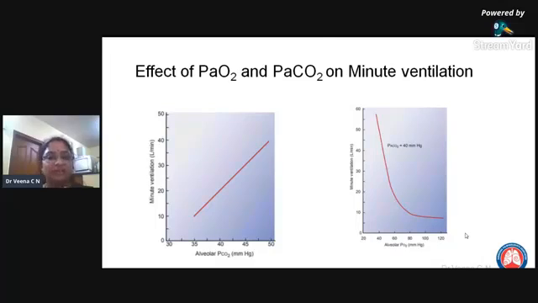The minute ventilation increases by 2 to 5 liters per minute for every 1 mm increase in partial pressure of carbon dioxide. So increased partial pressure of carbon dioxide is sensed by the central chemoreceptors, leading to an increase in the tidal volume and the respiratory rate. Whereas the change in the partial pressure of oxygen is sensed by the peripheral chemoreceptors, leading to an increase in the tidal volume and respiratory rate. These receptors usually sense the oxygen tension rather than the oxygen content. Decreased partial pressure of oxygen increases the minute ventilation, and in the case of carbon dioxide, increased partial pressure of carbon dioxide increases the minute ventilation.